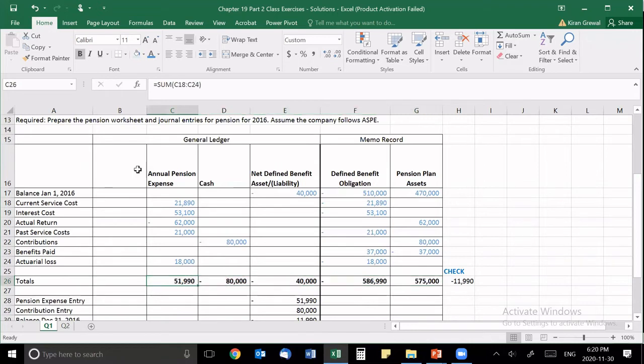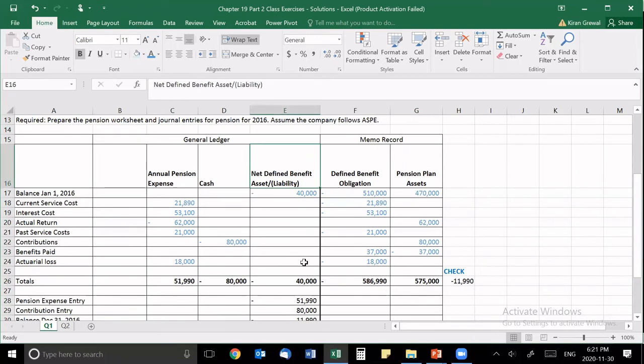So we have pension expense of 51,990. We have cash, so pension expense is being debited because it's a positive amount. Cash is going to be credited because it's a negative amount. And so these are the only two things that you're going to have journal entries for. This defined benefit obligation and pension plan assets, we don't have journal entries for those because we're only concerned with the net amount, right? We're not updating a separate liability and a separate asset. We're only updating the net amount.